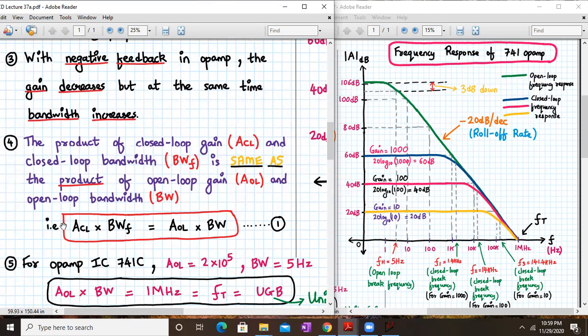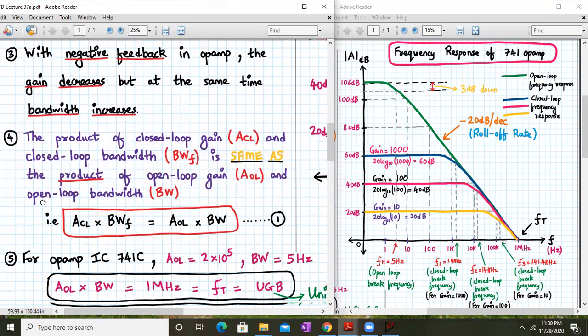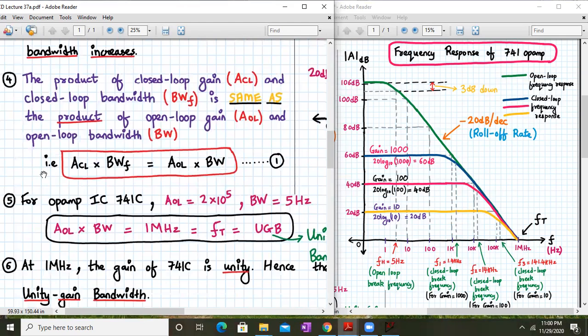Now, a very important point number four coming up. It says that the product of closed loop gain ACL and the closed loop bandwidth BWF is the same as the product of open loop gain AOL and the open loop bandwidth BW. Mathematically, we can write ACL into BWF is equal to AOL into bandwidth BW, which is a very important equation number one.